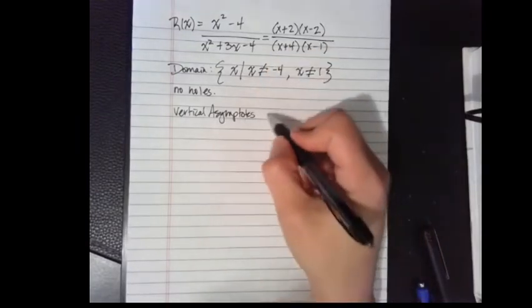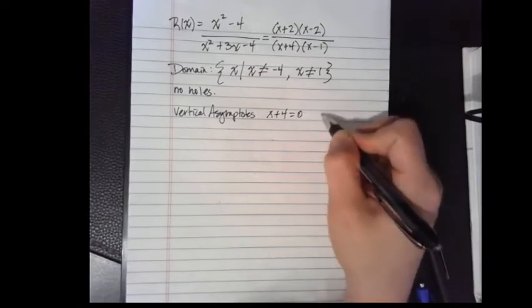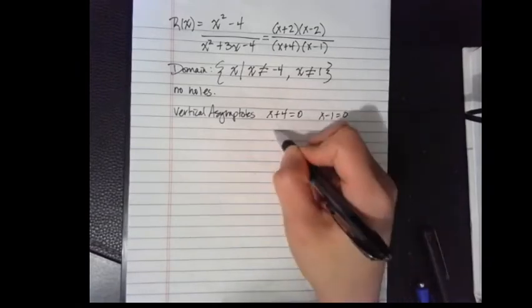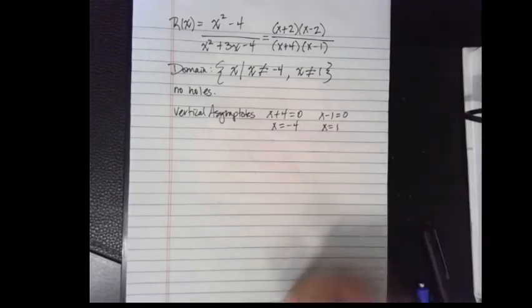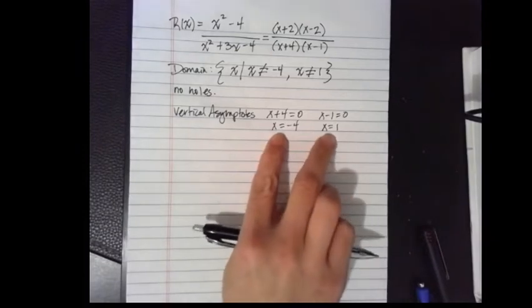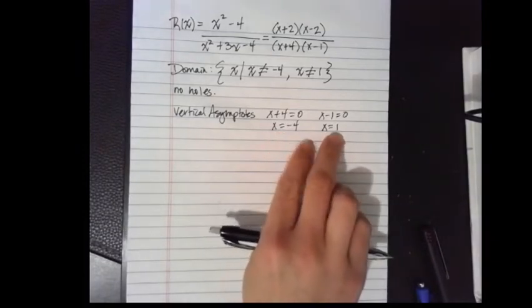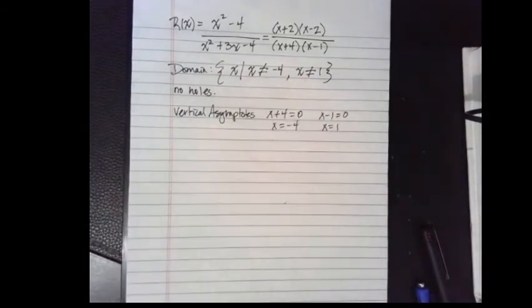So my vertical asymptotes happen around x plus 4 equals 0 and x minus 1 equals 0. So here x equals negative 4 and x equals positive 1. Okay, so this is my answer because it is a special line. It's a vertical line. So x equals negative 4 and x equals 1. Okay, so it is still different from my domain restrictions.